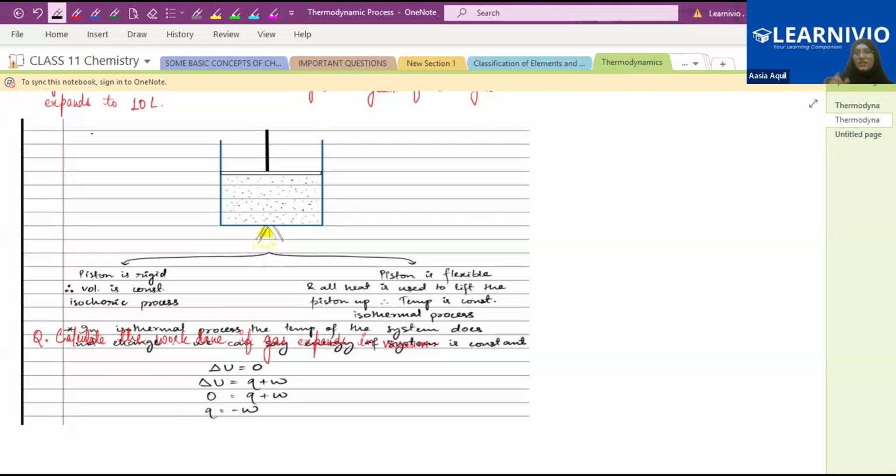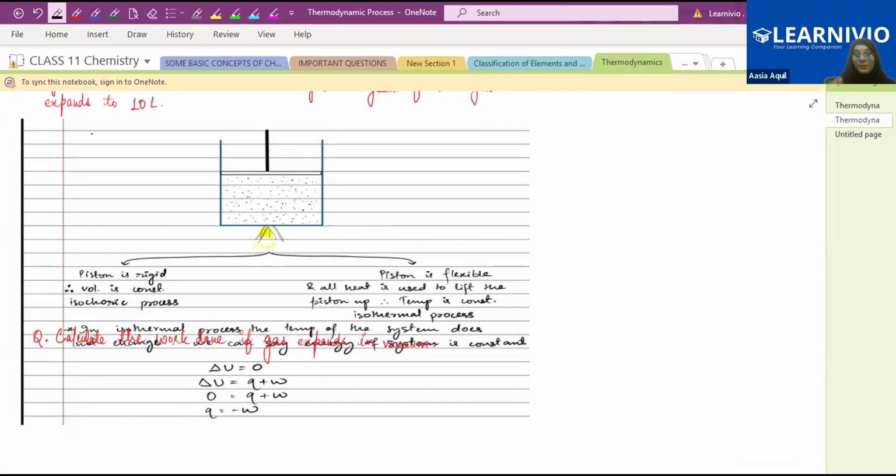Second case is when the piston is very flexible. If it is very flexible, what happens when you are continuously giving heat as a form of energy? All the heat is used to lift, because when you are supplying the heat, all the gas particles are in random motion. They try to pull or lift the piston up. So all the heat is used to lift the piston up. If all the heat is used, it means the temperature is constant over here. If the temperature is constant, it means it's an isothermal process.